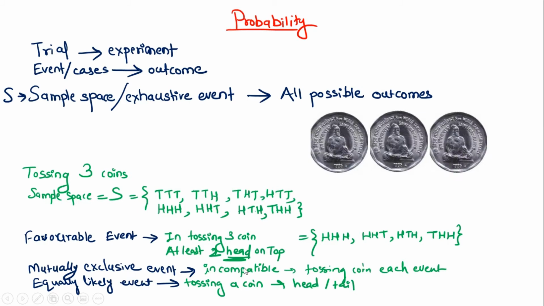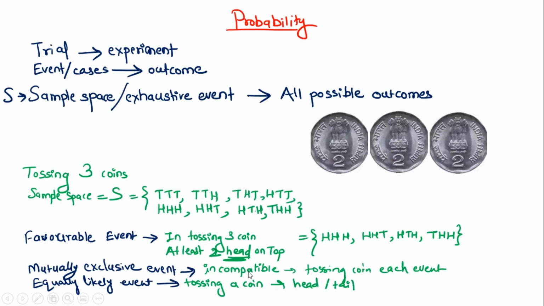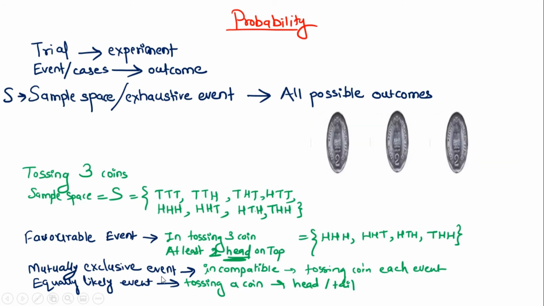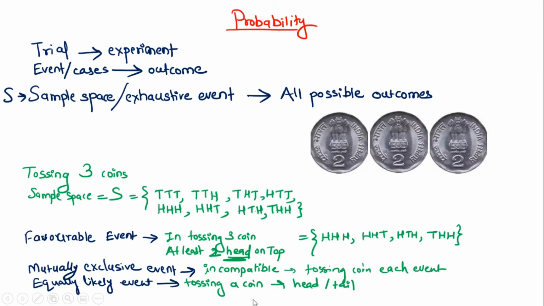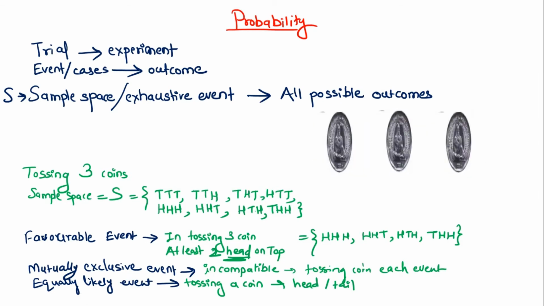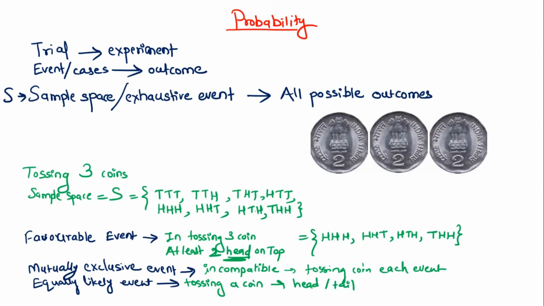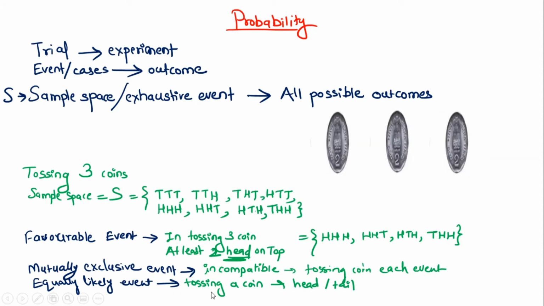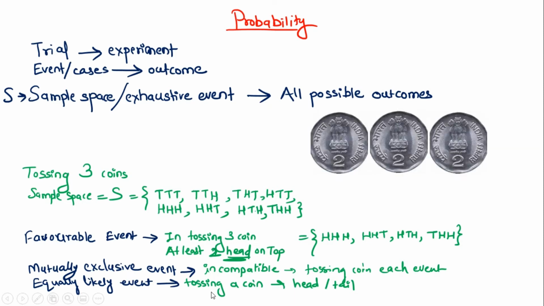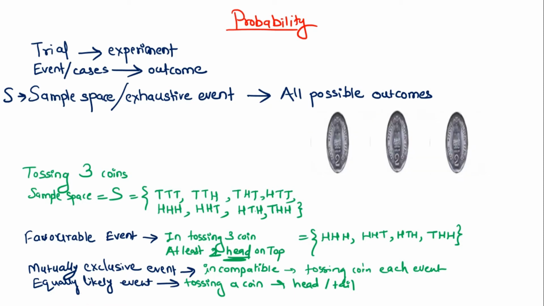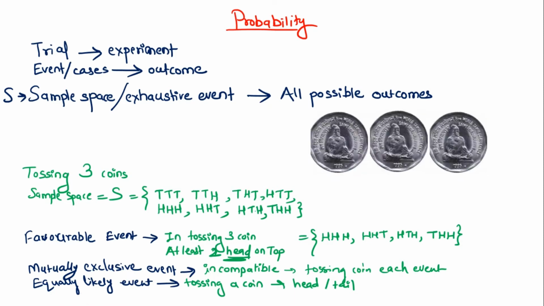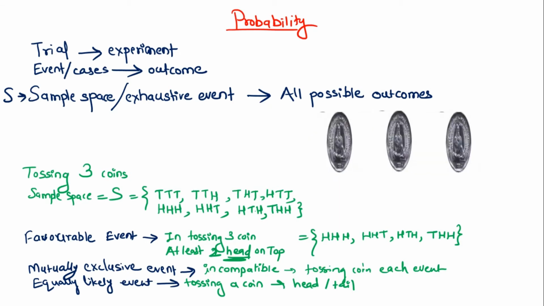If 2 events are incompatible, then they are called mutually exclusive events. And for performing an experiment, if 2 events have the same possible outcomes, in that case we say that they are equally likely events. Let's take an example where you are tossing a single coin. When you toss a single coin, you can see head on top or tail on top.